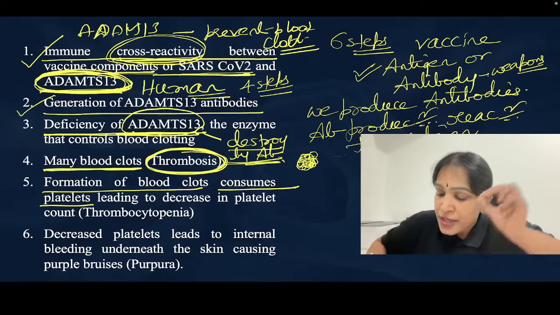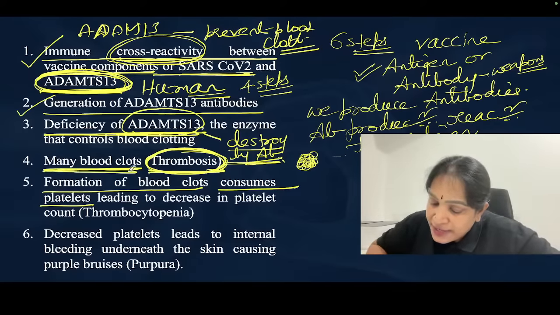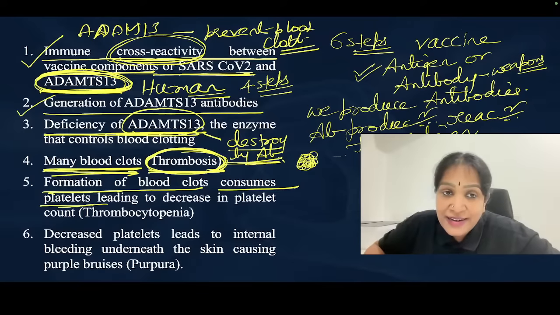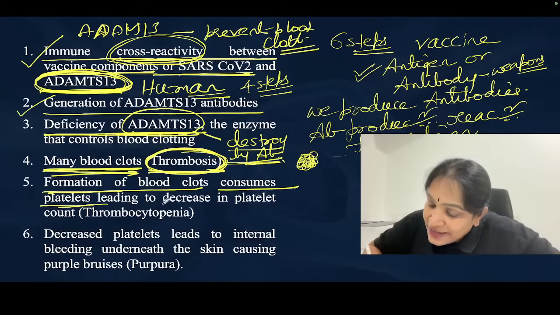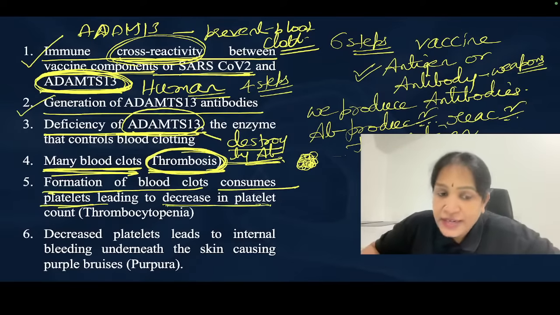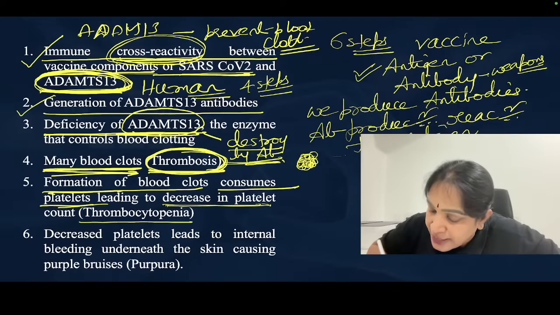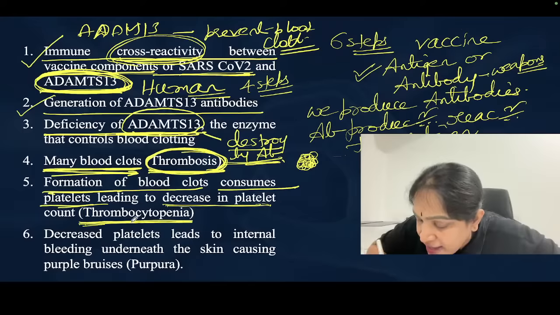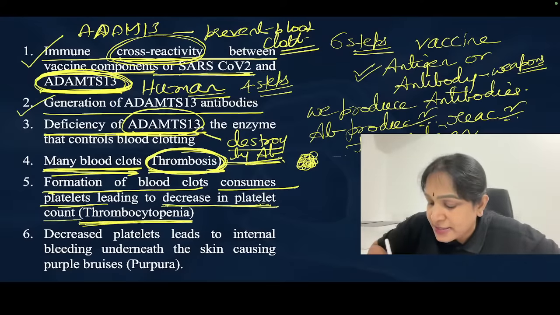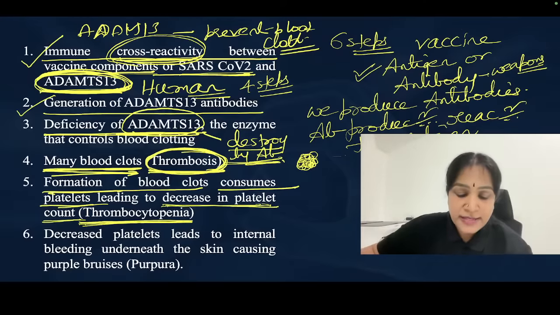Is it clear? So this thrombosis, blood clots will consume the platelets that leads to decrease in the platelet count. That leads to decrease in the platelet count, which is called thrombocytopenia. What is thrombocytopenia? Simple, decrease in the platelet count. Is it clear?